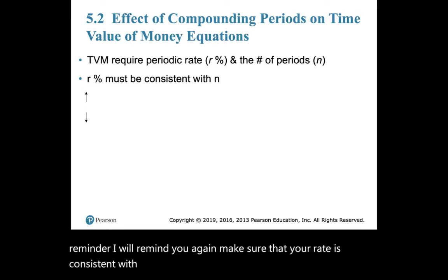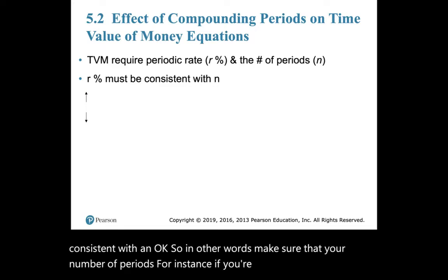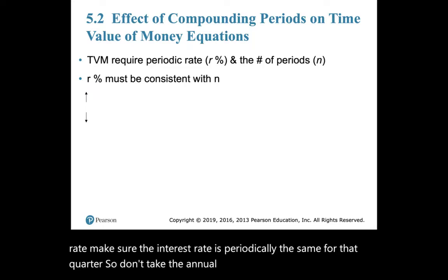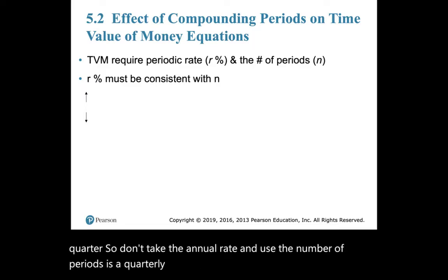Okay, so in other words, make sure that your number of periods, for instance, if you're doing a quarterly interest rate, make sure the interest rate is periodically the same for that quarter. So don't take the annual rate and use the number of periods as a quarterly. That's not going to be consistent.